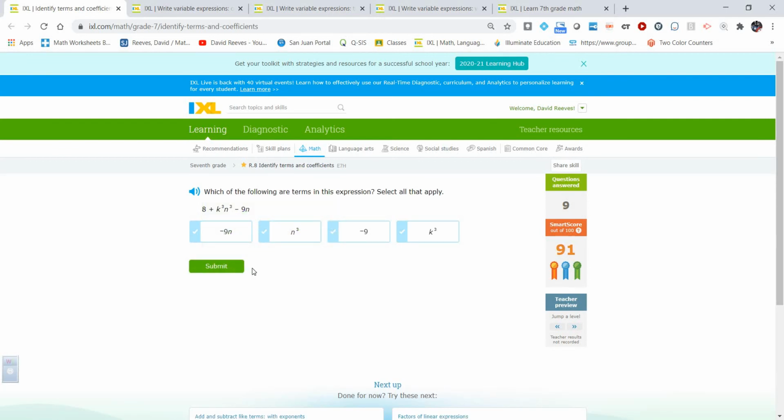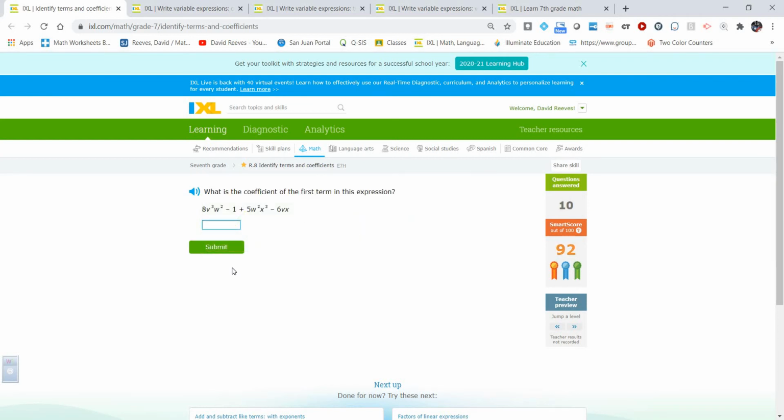All right, let's see if they give us more this time. Which of the following are terms? Well, 8 is not down here. K cubed, n cubed, that is not down there. -9 is. All right, now if you're wondering, well, why aren't n cubed and k cubed terms? It's because, remember, the term is the product. So that together, that whole thing is the term. All right, those are parts of the term, but they are not actual terms themselves.